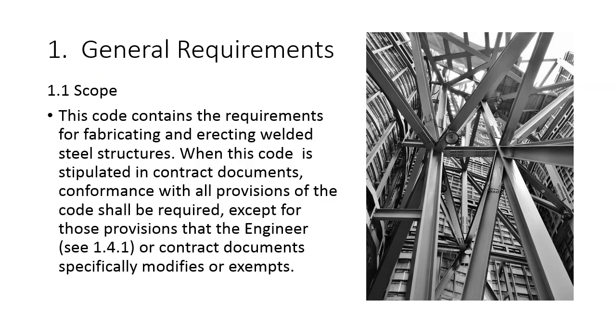General requirements. 1.1 Scope. This code contains the requirements for fabricating and erecting welded steel structures. When this code is stipulated in contract documents, conformance with all provisions of the code shall be required, except for those provisions that the engineer or contract document specifically modifies or exempts.